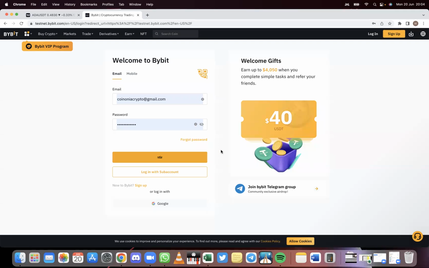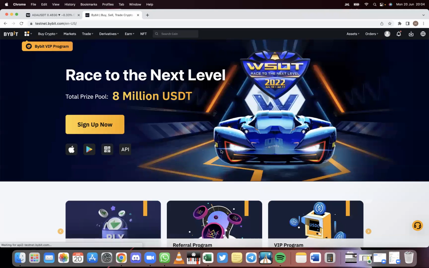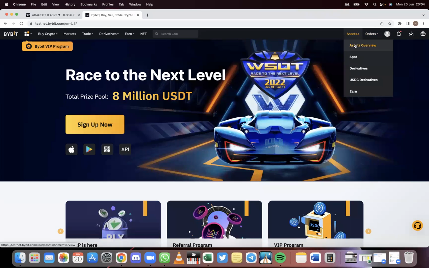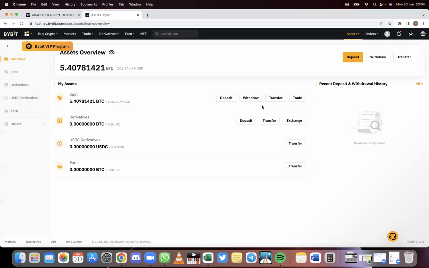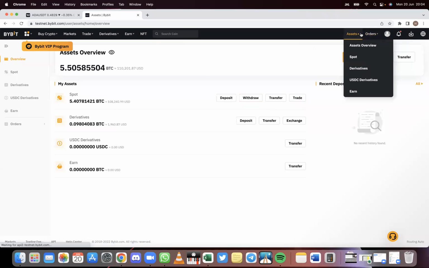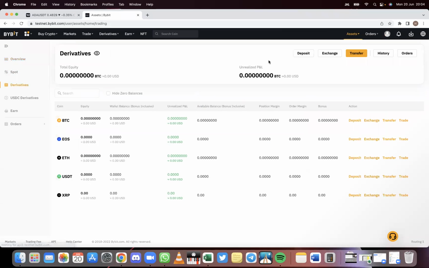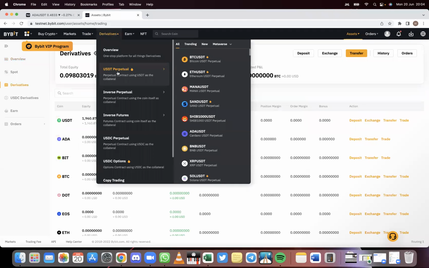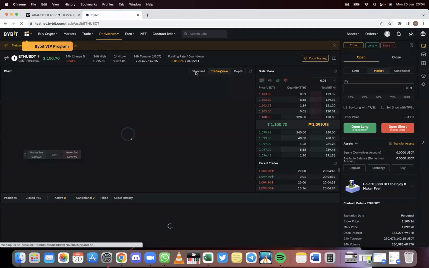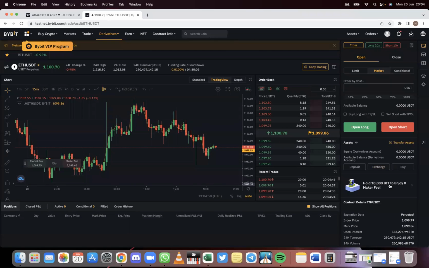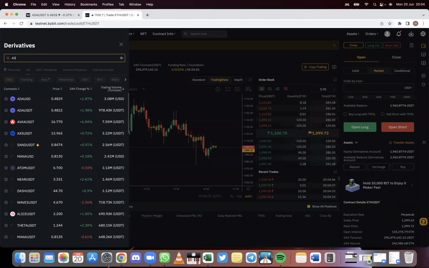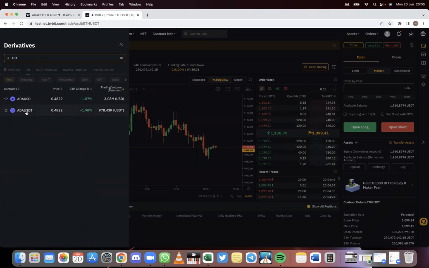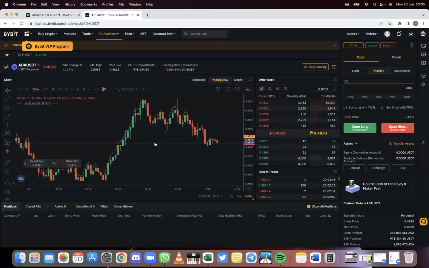Let's see if I've got. Okay. Let me go into my assets. Let me go into my derivatives. Derivatives, USDT perpetual, and then you go here. And then you go and do your trading. As simple as that. You select the coin that you want. In this case, we're looking at ADA. So when you come here, ADA USDT, you pick it up.